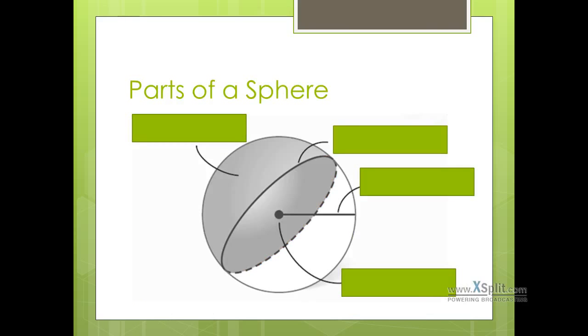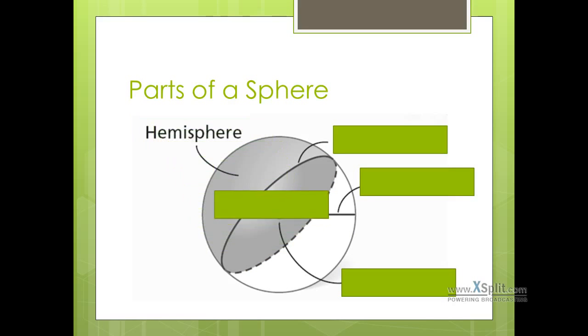Here we go. Parts of a sphere. There are several pieces of a sphere. If you've ever looked at a globe, you know that the top and bottom of a globe are both called the hemisphere, the northern and southern hemisphere. Any sphere is going to have a hemisphere. You can cut a basketball in half and it would have a hemisphere, literally meaning half of a sphere.